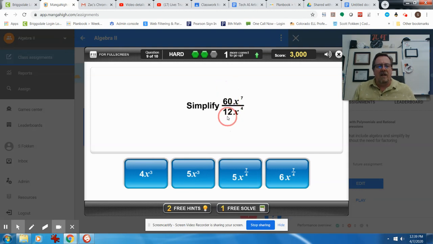And then, I even have a pencil. I wonder if that works. Bingo. So that's going to be 5. Woo. So that's going to be 5 instead of 60, because I divided it by 12. If I divide 12 by 12, I get 1, right?